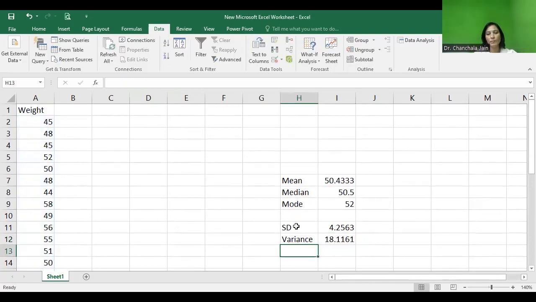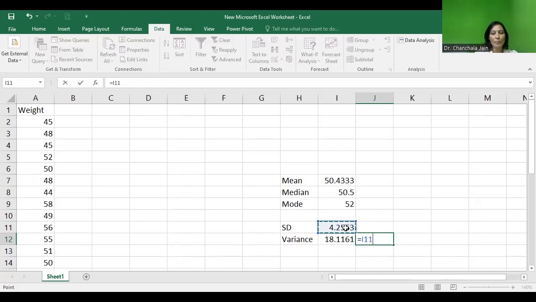There is a relationship between the standard deviation and variance. If you square your standard deviation, you will get the variance. So that also we can see here. I am using the equal sign, selecting the standard deviation, multiplying this by the standard deviation, because we need to have the square of this. So this way you can see we are getting the variance.